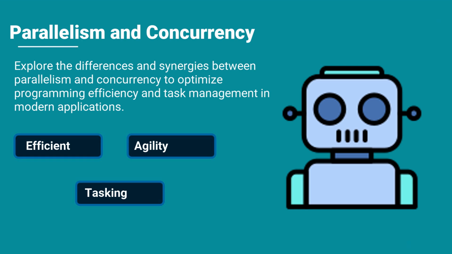Now we will talk about parallelism and concurrency, how they differ, and how they complement each other in delivering effective solutions. Let's kick things off with a fundamental distinction. Concurrency is about doing many things at once, while parallelism is about doing many things simultaneously.